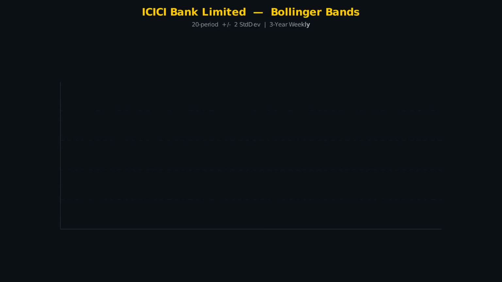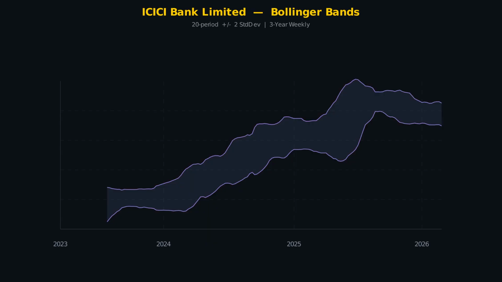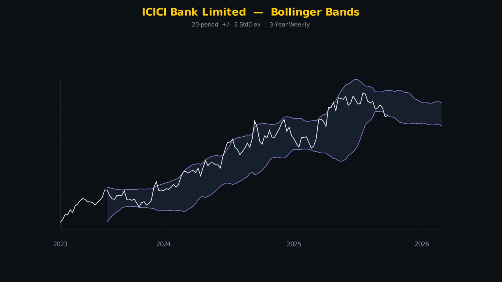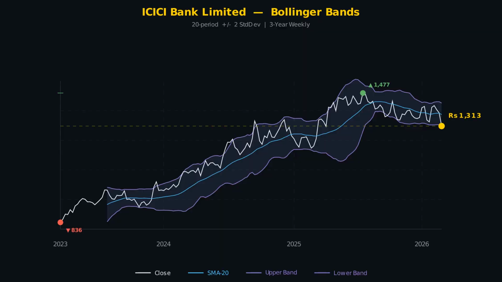Here is the Bollinger band chart for ICICI Bank Limited. The shaded region breathes in and out with volatility. Currently, the bands show wide volatility at 12.9%. The price is outside the upper band, potential breakout. Notice how the price repeatedly bounces between upper and lower bands over this 3-year period. Each touch of a band is a signal.